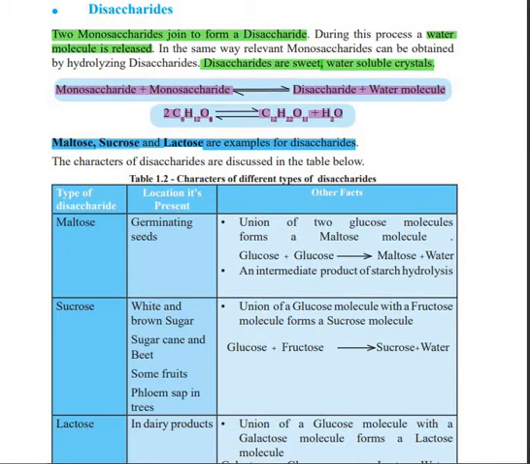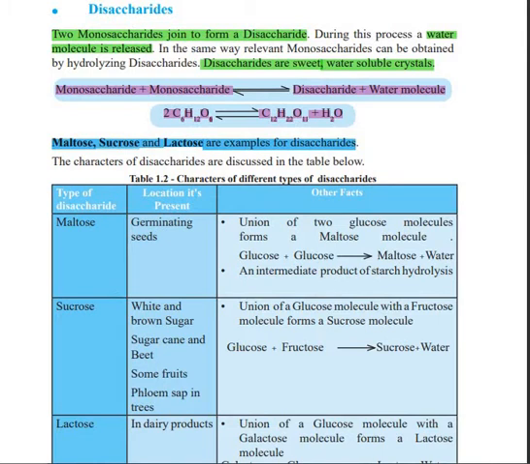Disaccharides are sweet, water-soluble crystals. Monosaccharide and monosaccharide, that means two monosaccharides join to form disaccharide plus water. The molecular formula: 2C6H12O6 join to form C12H22O11 plus water H2O. Maltose, sucrose and lactose are examples of disaccharides.